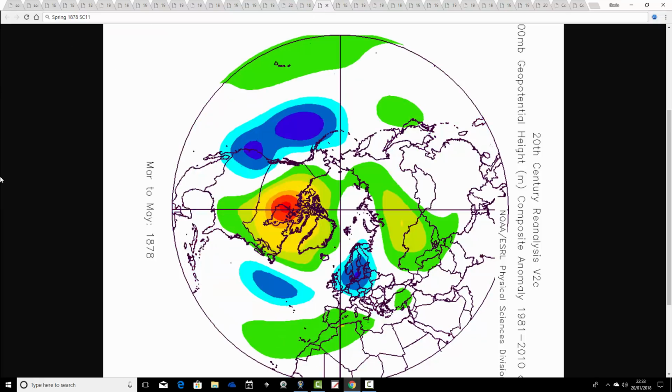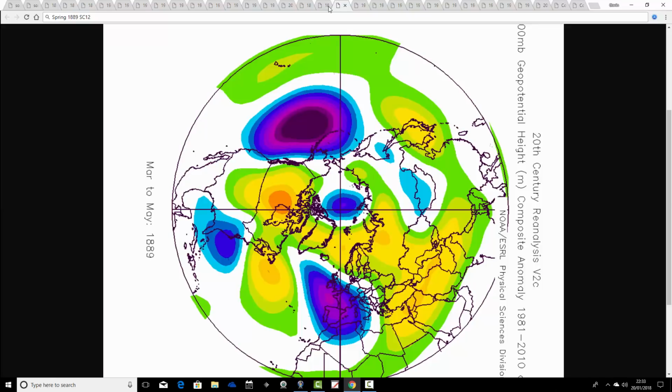The solar minimum spring of solar cycle number 11 is 1878, and this one we have above average heights to the north, below average heights over the UK. So this is kind of like starting to set the pattern for what's going to happen at the end of the year of 1878 and into that next ferociously cold year of 1879. So that one looks like it's a pretty cold and unsettled looking spring as well.